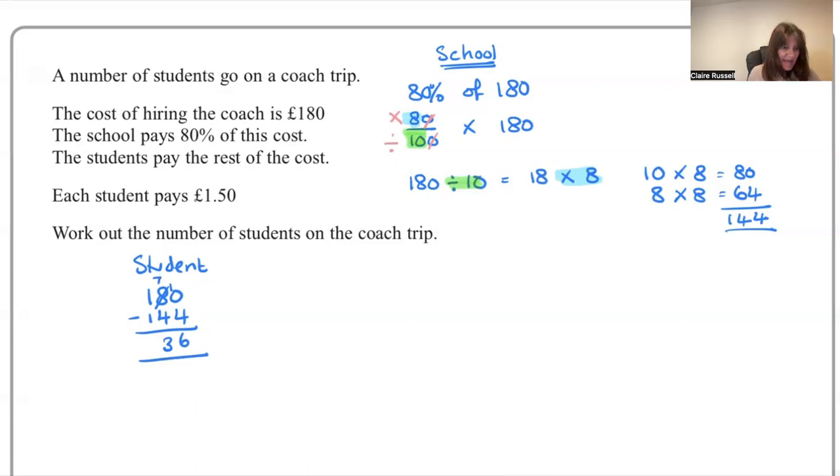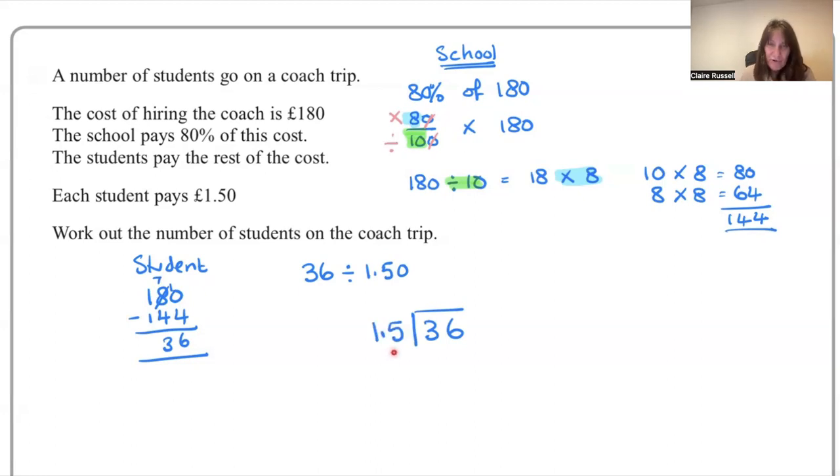Each one is going to pay £1.50. So what we now need to do to work out the number of students is 36 divided by £1.50. There are, again, different ways that you can do this. As long as you are writing it all down and you are communicating it, you will get your marks. If we're going to do the traditional bus shelter, then 36 would go in and 1.5, I don't need the 0, so I'm not going to include it, would go there.